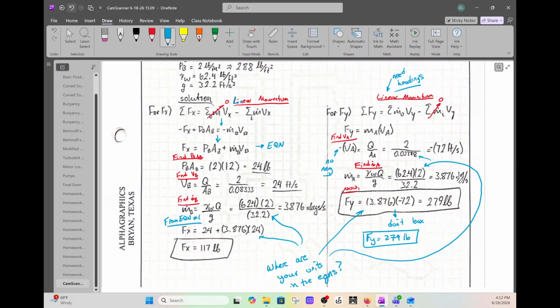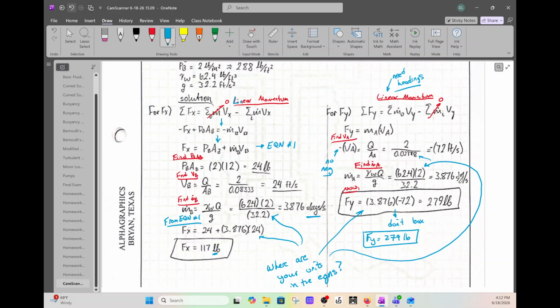Now, one thing I did notice is you don't have any units in any of your calculations. You have to have the units in there. How do I know this is slugs per second? How do you know this is pounds? Do you have a Newton in here somewhere that you messed up? So make sure you put the units in there.